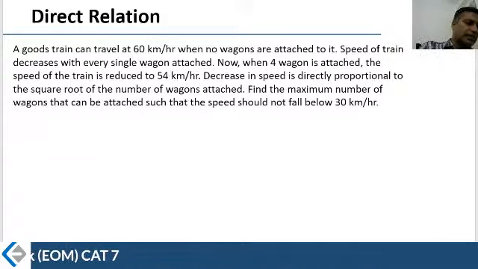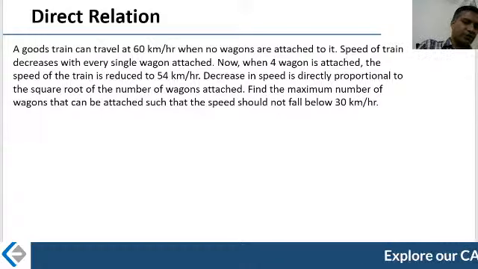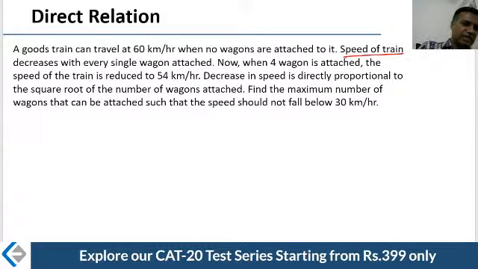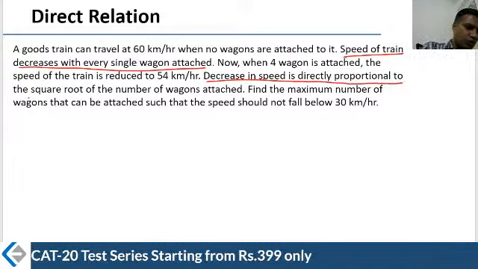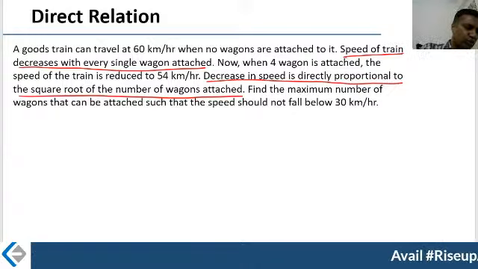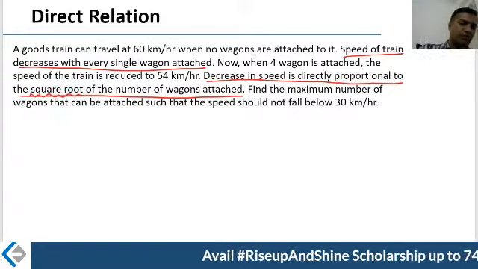Now, what's given? Let's connect these two statements. One, speed of the train. There is some ideal speed. We'll come back to this. Speed of the train decreases with every single wagon attached. But decreases in what proportion? Here, underlined: decrease in speed is directly proportional to the square root of the number of wagons attached. The word is square root of number of wagons attached.